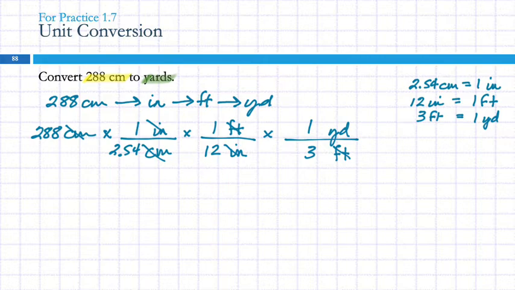So now we get out our calculators. And I've got 288. I'm going to multiply by the top times 1. You can skip that. Divided by 2.54, times the top, divide by the bottom, divide by 12, times the top, divide by the bottom, which is 3, and press equals.